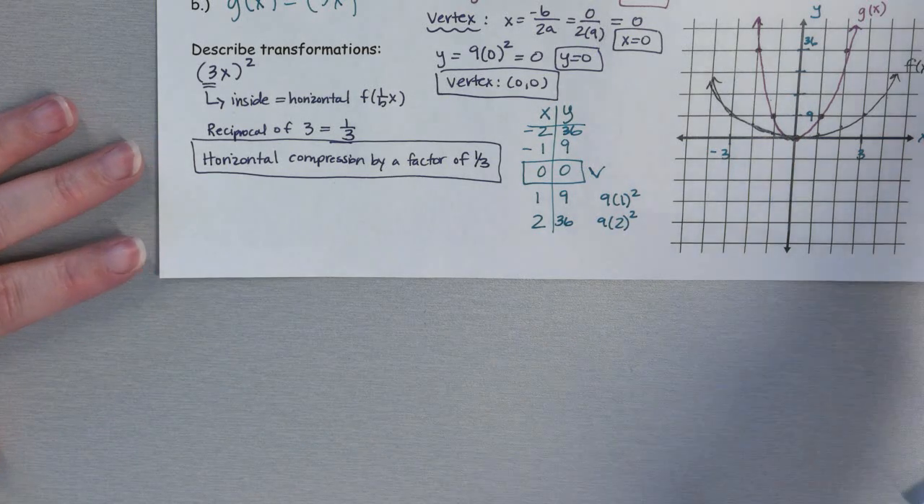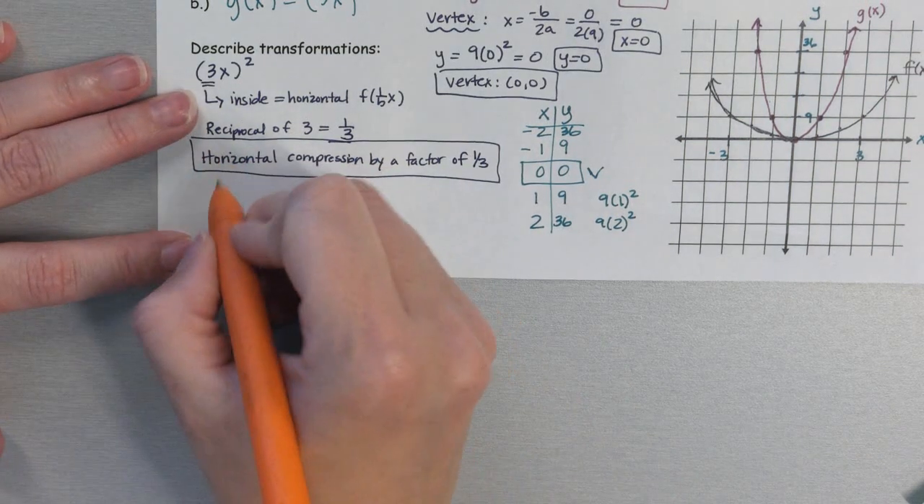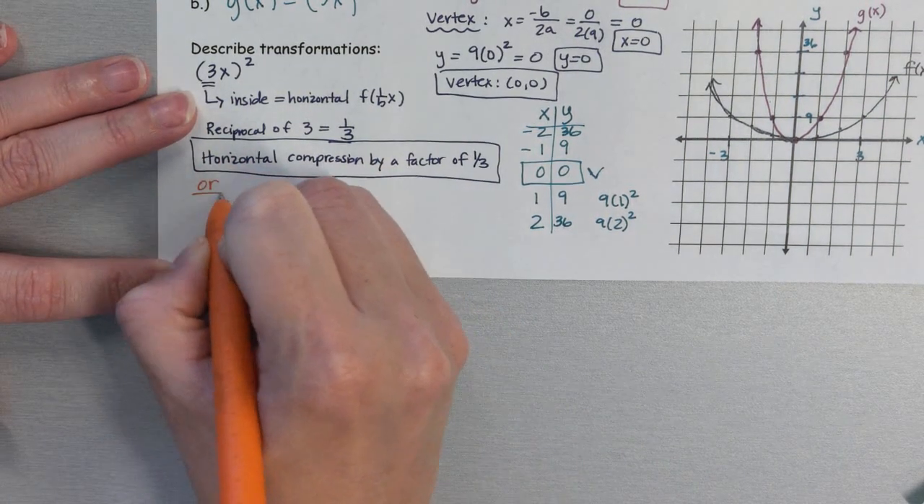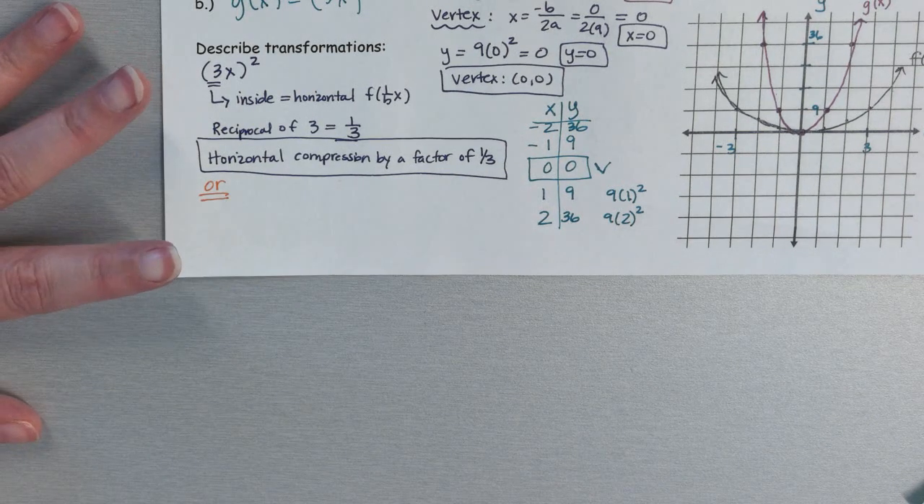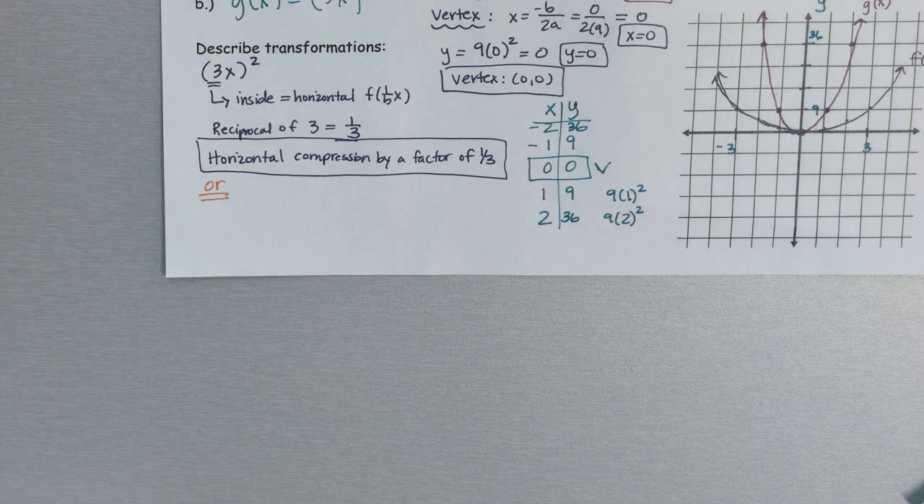All right, but there is an alternative. Don't write both of these. You're just going to write one. On your notes, write both of them. And then if you were answering this as a test question, you would just pick whichever one you want. Okay? So you can decide.